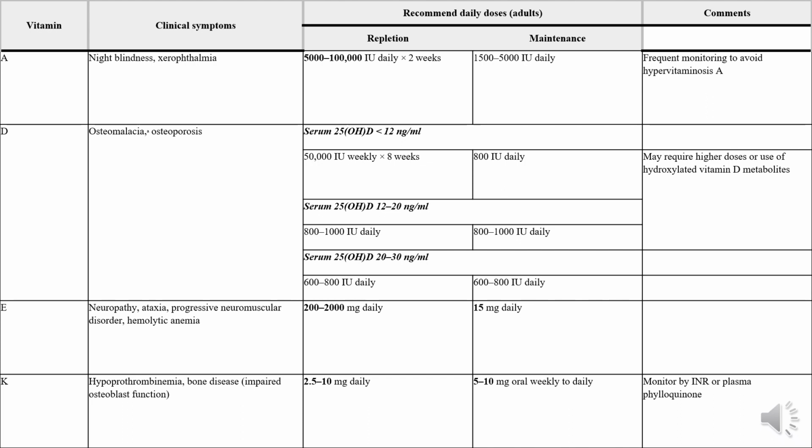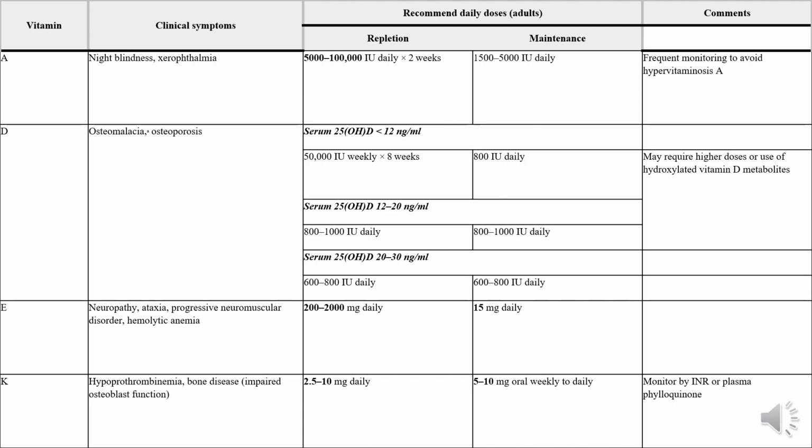From a nutrition deficiency standpoint, again, the fat soluble vitamins A, D, E, K. For vitamin A, as we all know, the symptoms are going to be mainly night blindness, xerophthalmia, and the repletion doses are 5,000 to 100,000 international units daily for 2 weeks, and then you do maintenance by 1,500 to 5,000 international units daily.